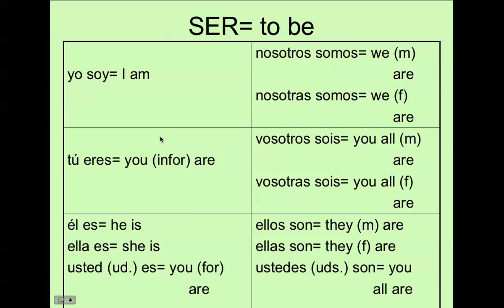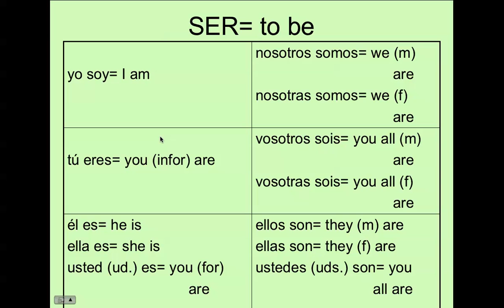So the first verb we're going to learn this year is ser. Ser means to be. But in English we know I don't say I be, you be, he be, she be. We conjugate it. I am, you are, he is, she is. Conjugation is a big fancy word for change the verb to match the subject pronoun. That's all we're doing. In Spanish, we change the verb in every single box to match the pronoun.